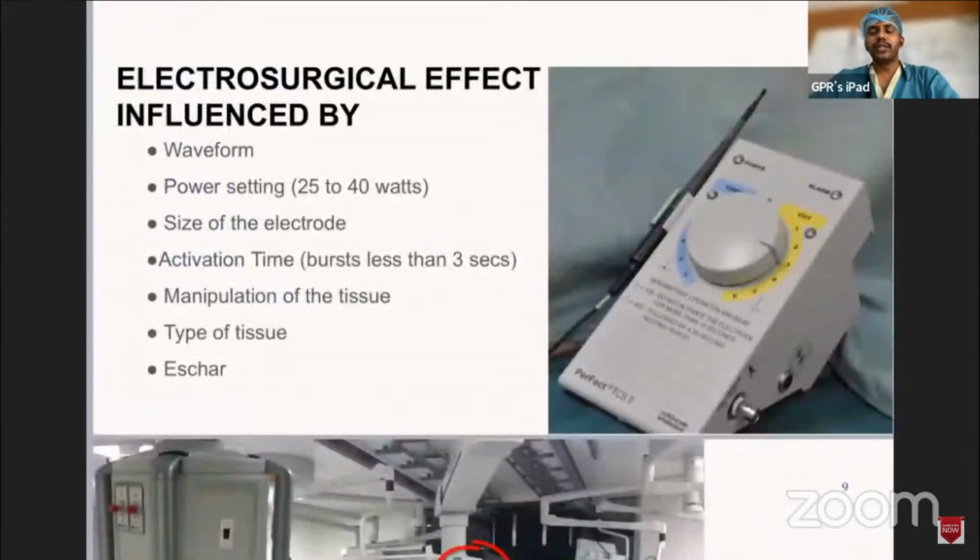The electrosurgical unit is easily influenced by the waveform, the power setting, whether it is a low voltage or high voltage setting, the size of the electrode we are going to use, and the activation time, how long we are going to use it for a particular manipulation of the tissue. Sometimes the type of tissue matters per se. Remember, I just said the fat has more resistance, whereas the nerve has the least resistance. And eschar that is formed also has this particular effect.